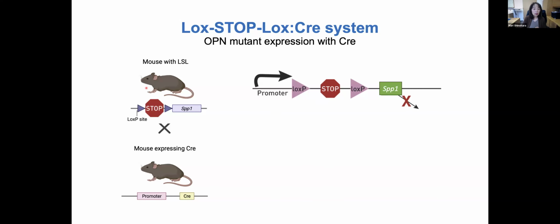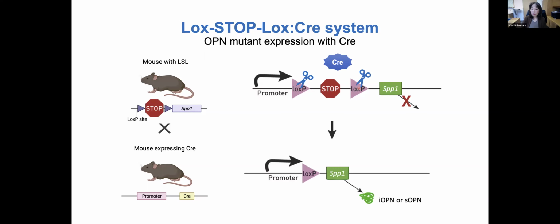But once we cross the mice with Cre-expressing genome, the Cre protein cleaves lox sites here. And then the stop gene is gone. Now with Cre, we can get the transcription and translation of this part of the gene. And then eventually, as I told you before, if we pick the iOPN system, we can generate iOPN only, and also sOPN only by using the other model mouse line.